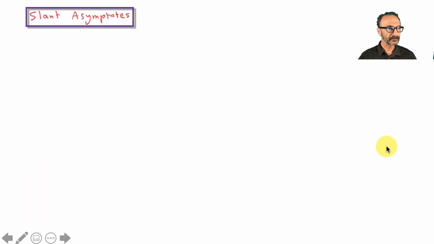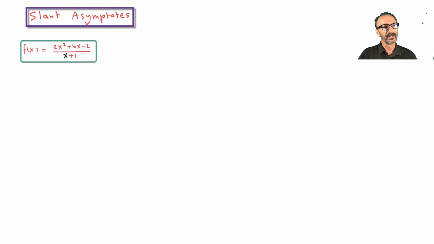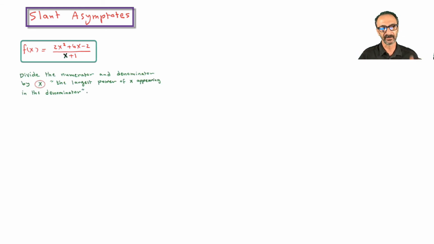Next, what is a slant asymptote, which is actually a very interesting topic. You don't see it a lot, but it's worth seeing. Let's look at this example. 2x to the second plus 6x minus 2 over x plus 1. We're going to divide by x, which is highlighted for you, and you know why.